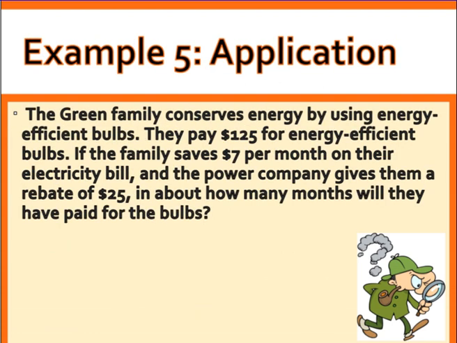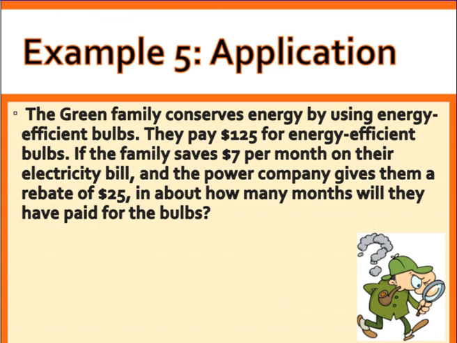And the last question, the Green family conserves energy by using energy efficient bulbs. They pay $125 for energy efficient bulbs. If the family saves $7 per month on their electricity bill and the power company gives them a rebate of $25, in about how many months will they have paid for the bulbs?